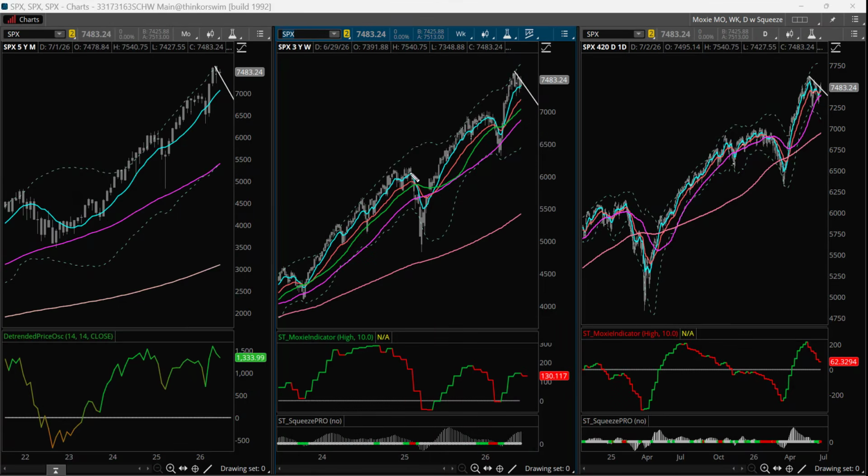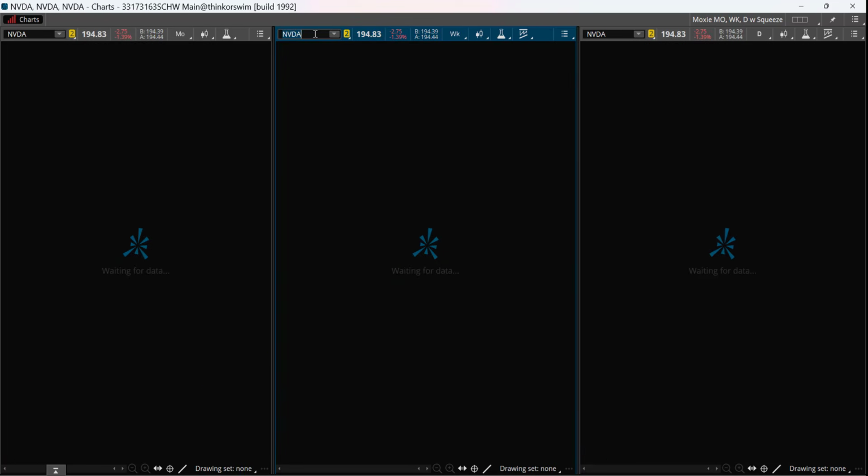To give you a little bit of context, this is the monthly chart, this is the weekly chart, and this is the daily chart. And so this should help put things in perspective. This is why I'm doing a larger time frame chart, so you guys can see what's going on.